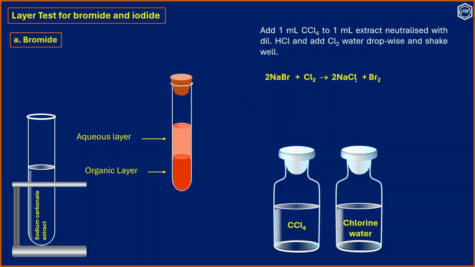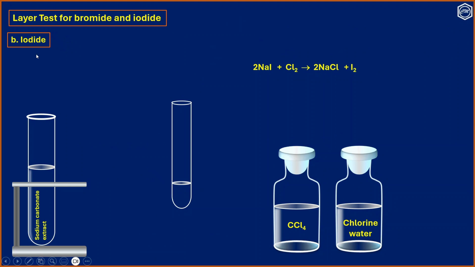And this is due to the formation of bromine. Chlorine is able to displace bromine from sodium bromide, and so bromine is produced. And bromine is highly soluble in the organic layer, CCl4, so the CCl4 layer becomes red. This color should be red. And bromine is slightly soluble in water, so the aqueous layer also gets a faint red color.